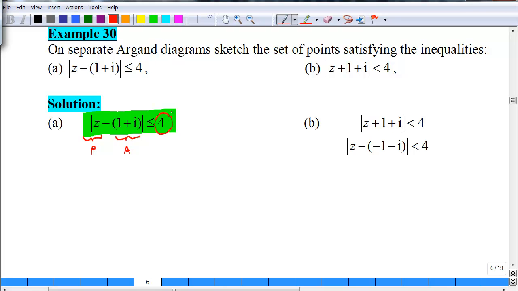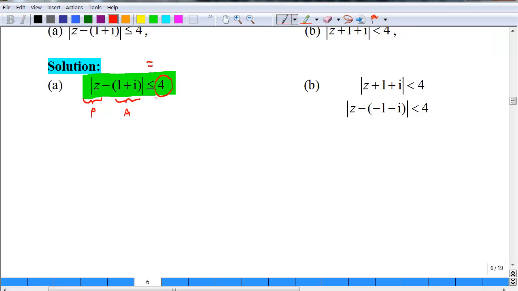Now, previously if we have the equation as equal to 4, that means we are saying that the distance from the point P to the point A is always equal to 4. But in this 30 part A, we are saying that the distance from point P to point A is always either 4 or less. Right? So what does it mean? Okay, what it means is very simple.